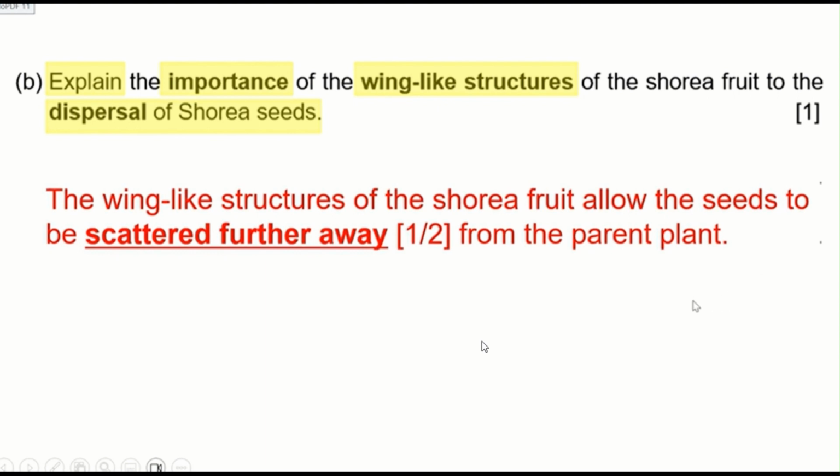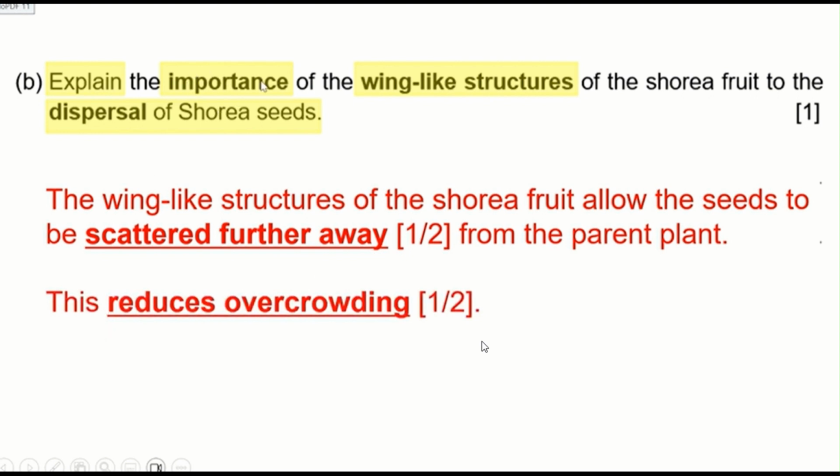So for this question, we have to mention that having the wing-like structures allows the shora fruit to be scattered further away from the parent plant, because they are able to stay in the air for a longer period of time. That is why they are able to be scattered further away from the parent plant by traveling a further distance.